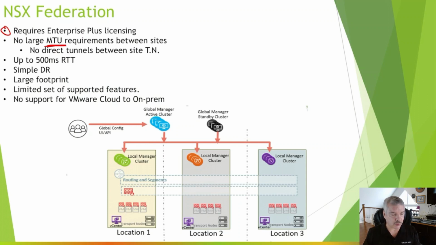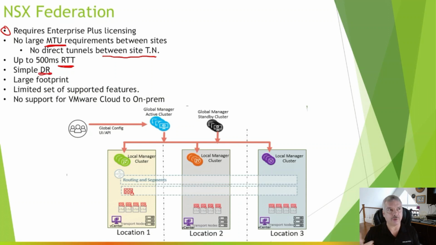Also, no direct tunnels between sites on the transport zone, whereas with multi-site, there'll be a tunnel between all your transport nodes, edges, your ESXi hosts, and all that. Whereas with Federation, we don't have to do that. We just maintain tunnels between the RTEPs from each site. As of 4.1, we allow up to 500 milliseconds round trip. Okay, so a lot more latency than multi-site.